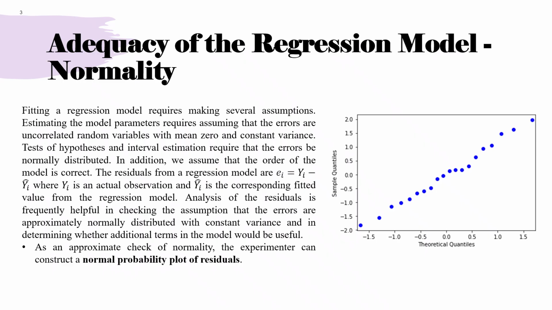A Q-Q plot works by comparing the quantiles of the observed data to the quantiles of a theoretical distribution, most commonly the normal distribution. Each point on the plot represents a pair of corresponding quantiles, one from the data and one from the theoretical distribution. When the data closely follow the theoretical distribution, the points align roughly along a straight line, indicating that the distributional assumption is reasonable.